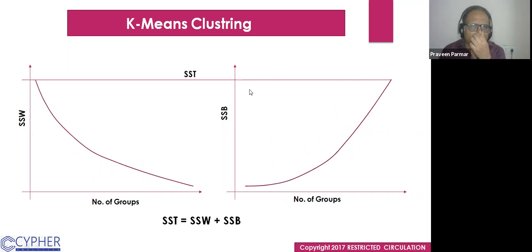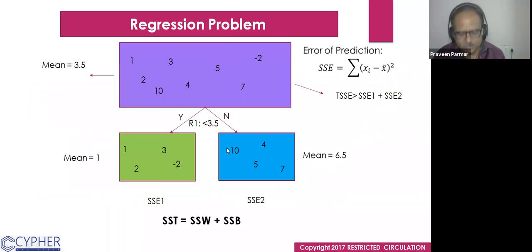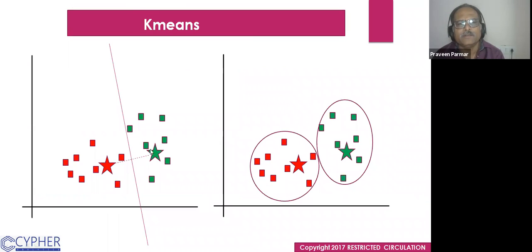Now you see the K-means clustering. SSW is what, and SST, SSB and SSW. You know that SSW and SSB? No, sir. Okay. So what does it mean? I explain here in this group.